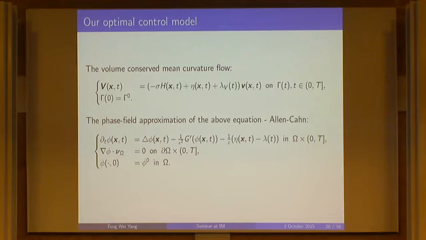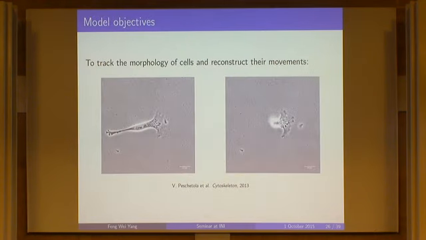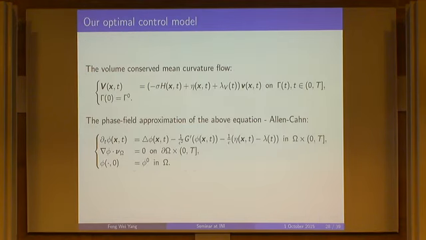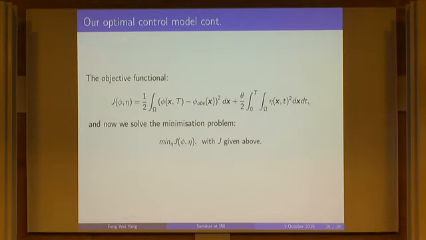We take the phase field approximation of that equation. That's a Laplacian term for the diffusion, and we have a double well potential G prime, and that is the forcing, accounting for the volume conservation, with a boundary condition. The initial shape, phi 0, is the shape on the left-hand side, and the final, desired shape is the one on the right-hand side.